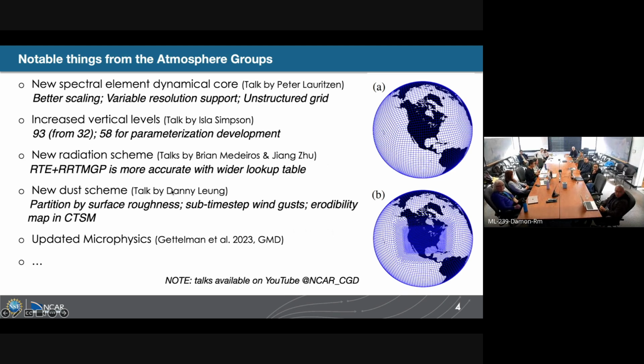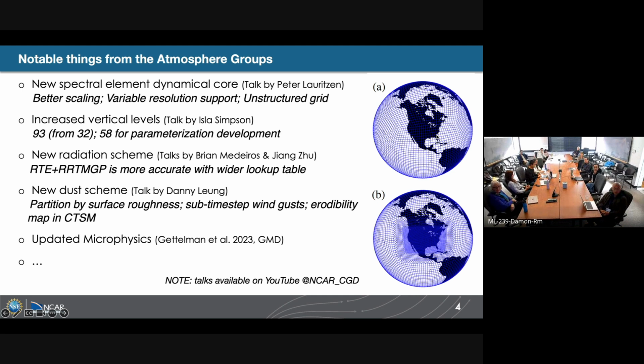And here I try to list a few notable things from the atmosphere group. This is by no means inclusive, and again, please go to the recordings of their meeting if you want to learn more. One major difference in the new atmosphere model CAM7 is that we will have a new spectral element dynamical core, and panel A shows the grid. This is a modern dycore, meaning that it has better scaling. When you use a higher CPU number, in general, you get better model throughput.